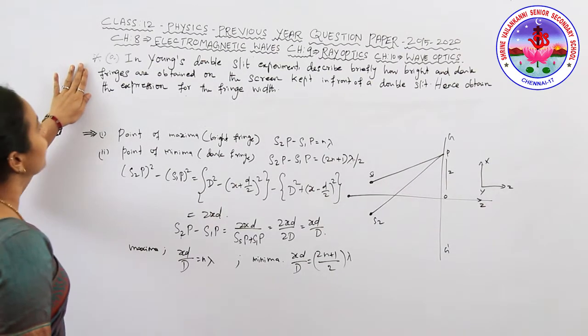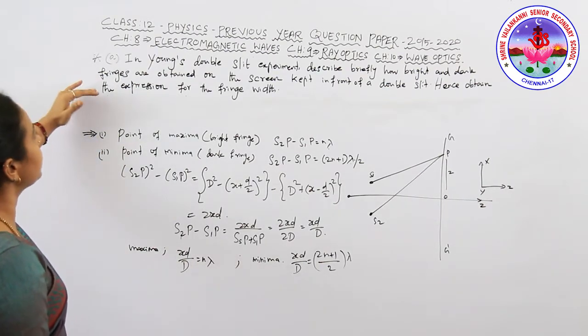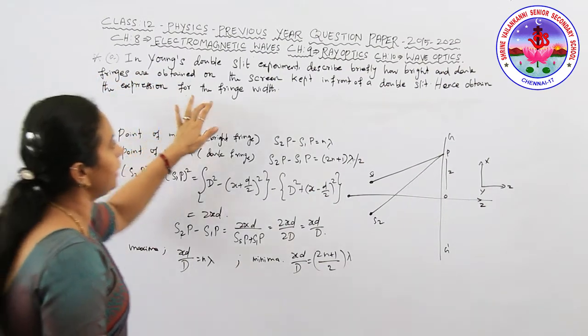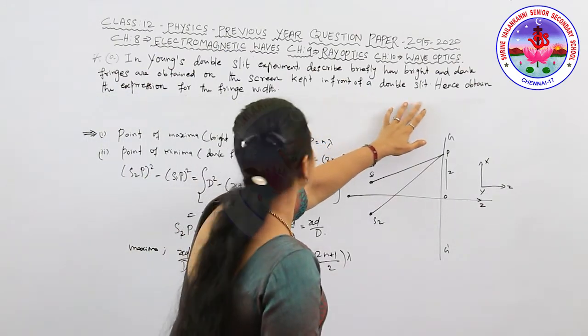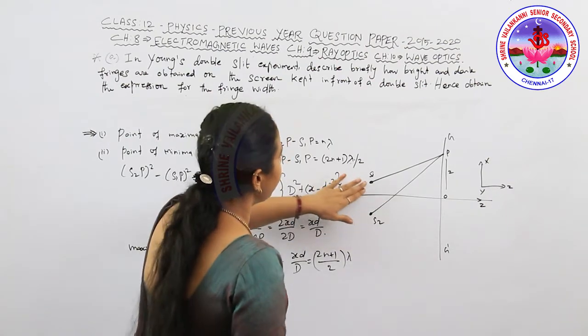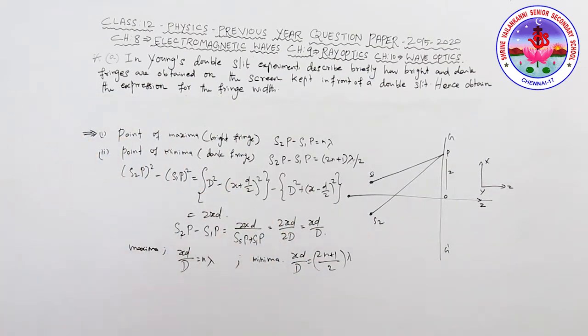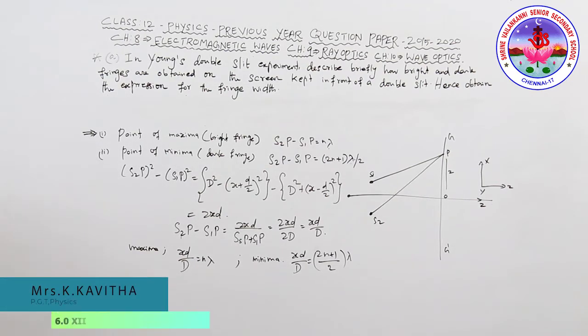The question is, in Young's double slit experiment, describe briefly how the bright and the dark fringes are obtained on the screen kept in front of the double slit, and hence obtain the expression for the fringe width. See the diagram. See the double slit S1 and S2 which is focused on the screen P. See the diagram on the screen, children. You can consider the Young's double slit experiment. The slits are separated by a distance d, and the separation between the slits and the screen is D, right?